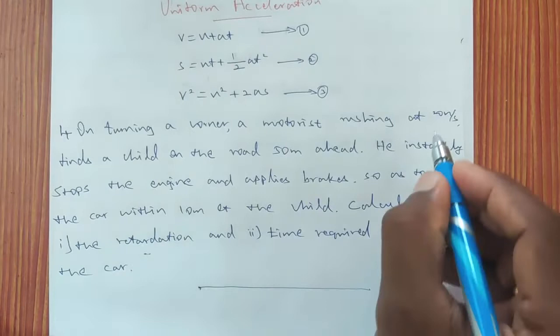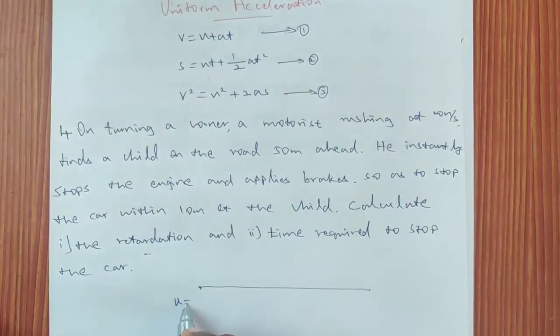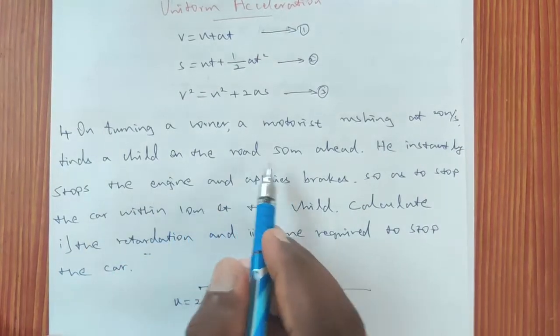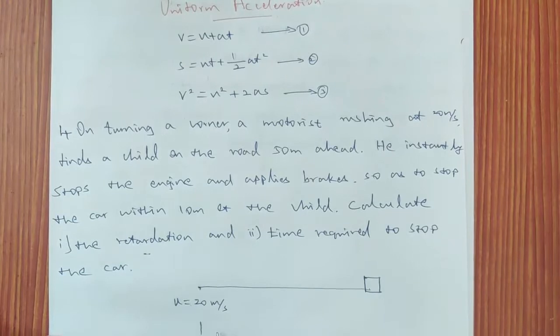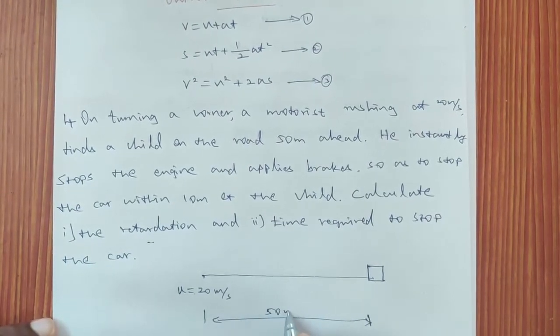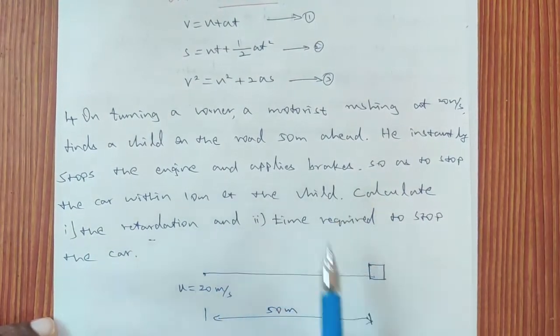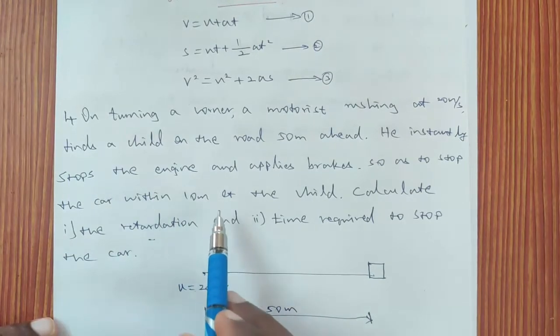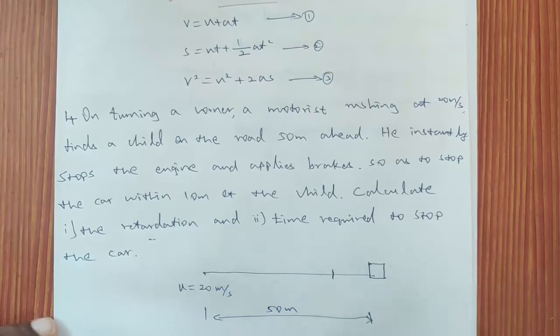At this position, the velocity is 20 meter per second. So let us consider u is equal to 20 meter per second, since u is the initial velocity. He finds a child on the road 50 meter ahead. So this is the position of the child and the distance is 50 meter. He instantly stops the engine and applies brakes so as to stop the car within 10 meter of the child. So he stops the car before 10 meter.